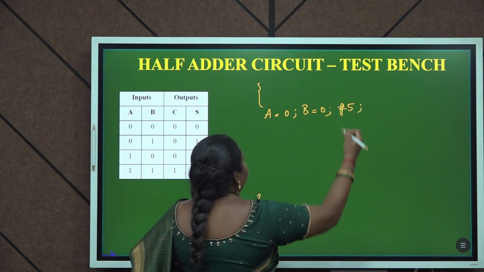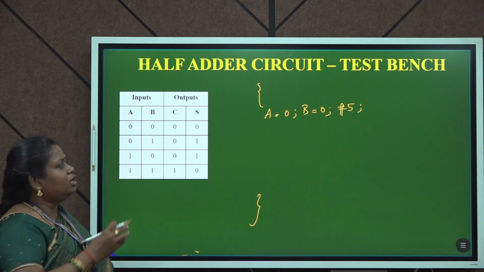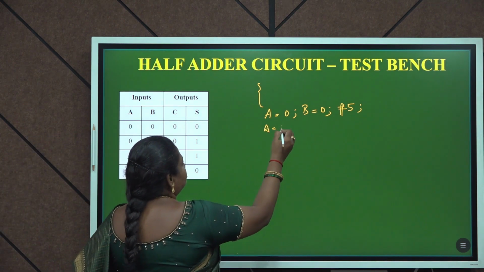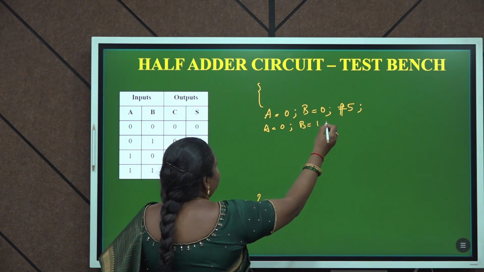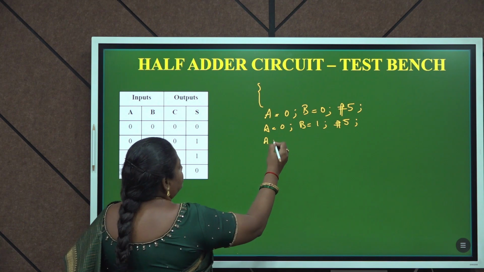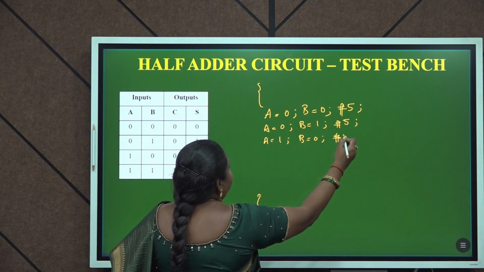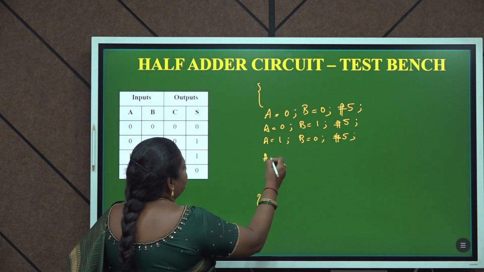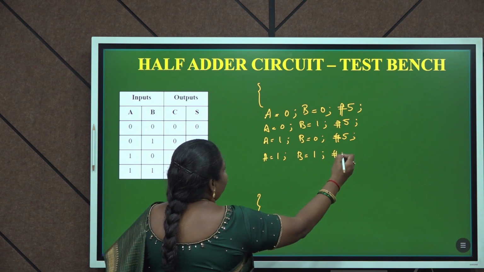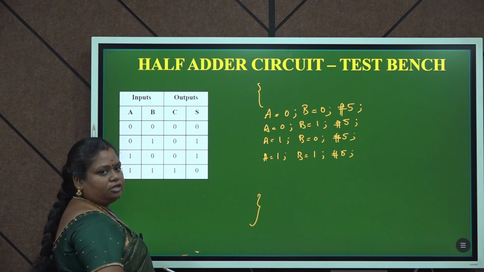The reason we are giving a delay is that for this particular delay period your input will hold with the initial value. Next input you are going to pass is A equivalent to 0, B equivalent to 1, and it will hold for 5 nanoseconds. Next is A equivalent to 1, B equivalent to 0, followed with the delay. And the last one is A equivalent to 1, B equivalent to 1 for a delay period of 5 nanoseconds.